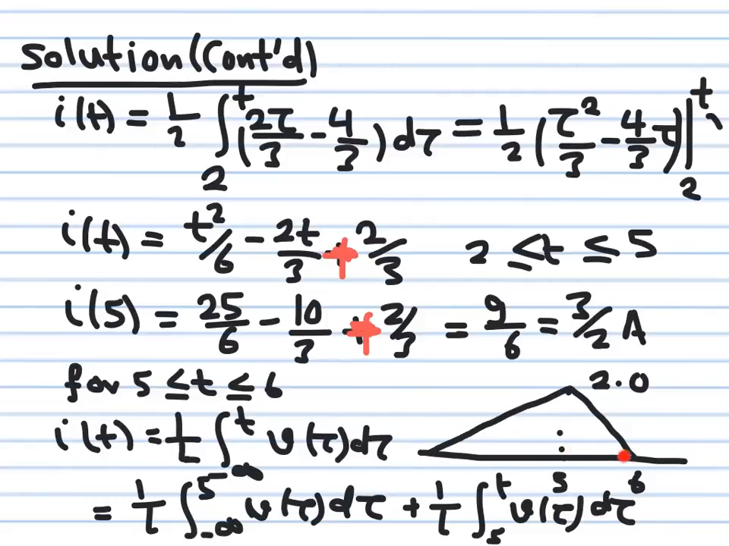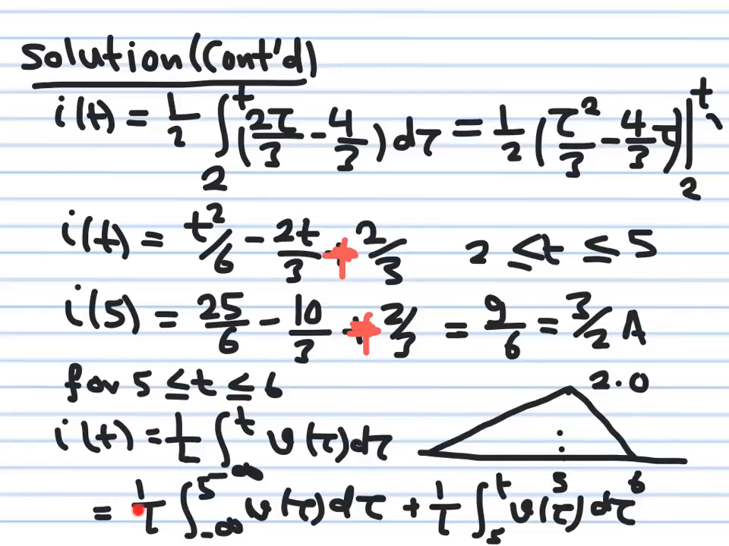Between 5 and 6, we would like to get the current from the voltage. Okay, the current is 1 over L, the integral from minus infinity to t of v of tau d tau. This is a general law that we have, okay? But I'm now starting my integration from 5. Then I can write this one as the integral from minus infinity to 5, v of tau d tau, and the integral from 5 to t, v of tau d tau.